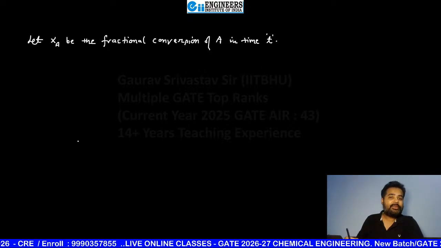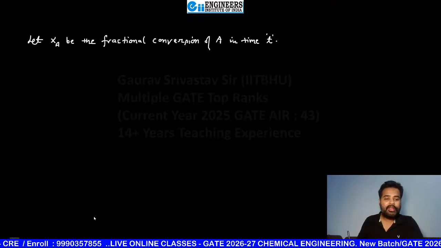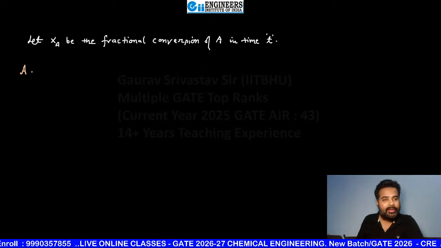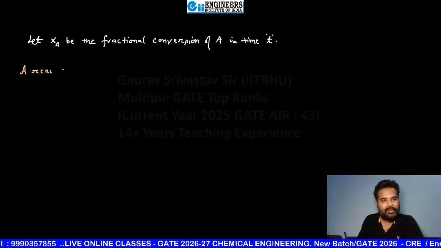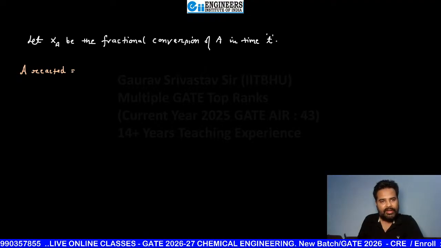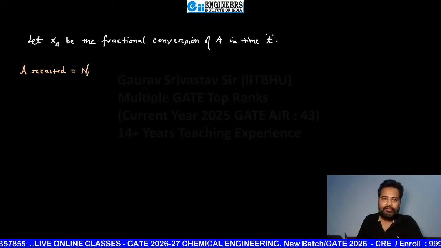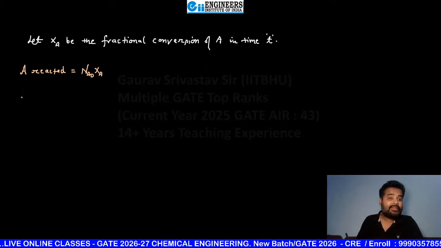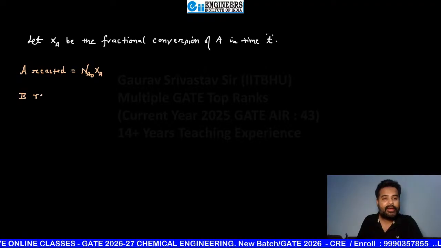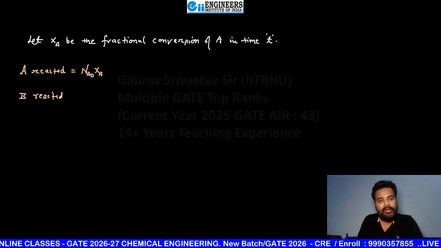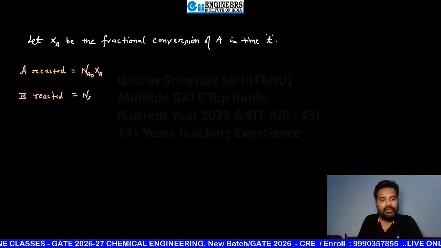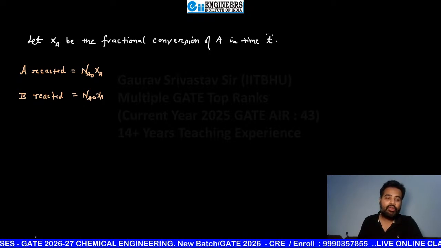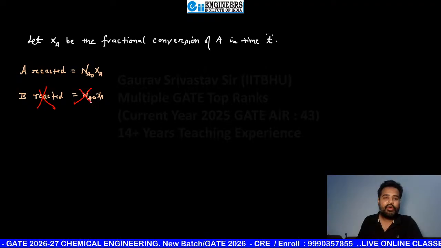So, beta, if XA be the fractional conversion of A after some time t, then if you want to write A reacted, how much amount of A reacted here? Very easy. Just as you had seen in previous case, beta, if the initial moles Na naught, so it will be Na naught XA. Now, at the same time, how much moles of B reacted? In previous case you had written Na naught XA, same to same. But if you write the same thing now, it will not be correct. Why will it not be correct?